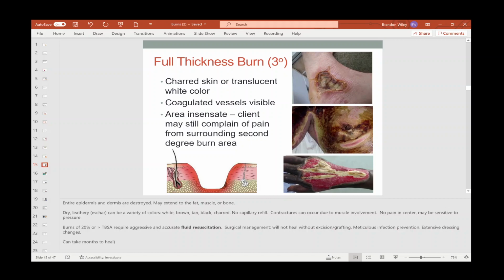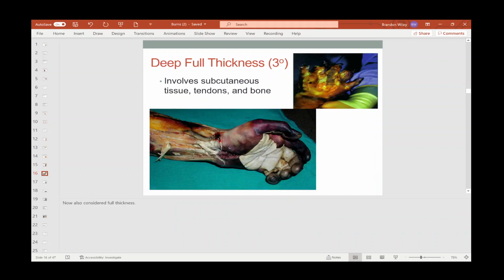So again, some of the tissue around it, even if you looked at the foot there, you can see the pink that surrounds that blackened area. They'll still have some pain in that area. So they're still going to have some pain. It just won't be in that tissue right at the burn. Okay. So deep, full thickness would be your fourth. That's what we call that.